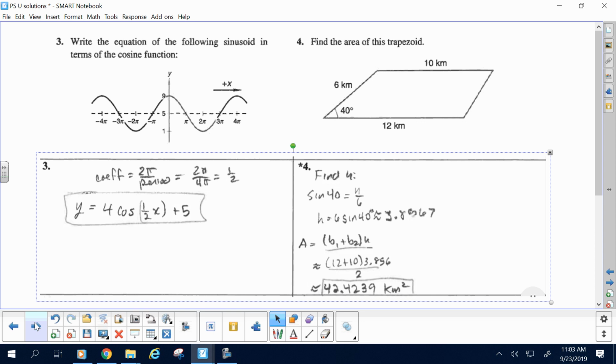All right, number 4. You can't find the area of that trapezoid until you know the height. So you should have used trig to find the height. The height was 6 sine 40 or 3.8567 if I can read my own writing. If you use that, then for the area, I have 42.4239 square kilometers. You good? Okay.